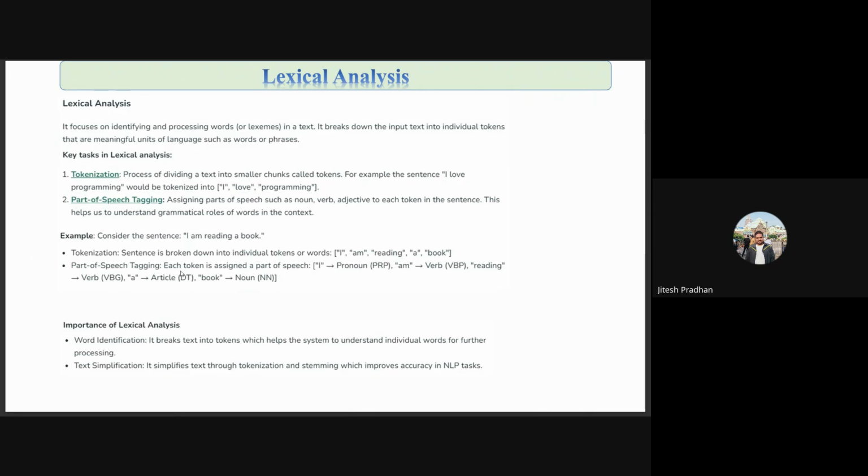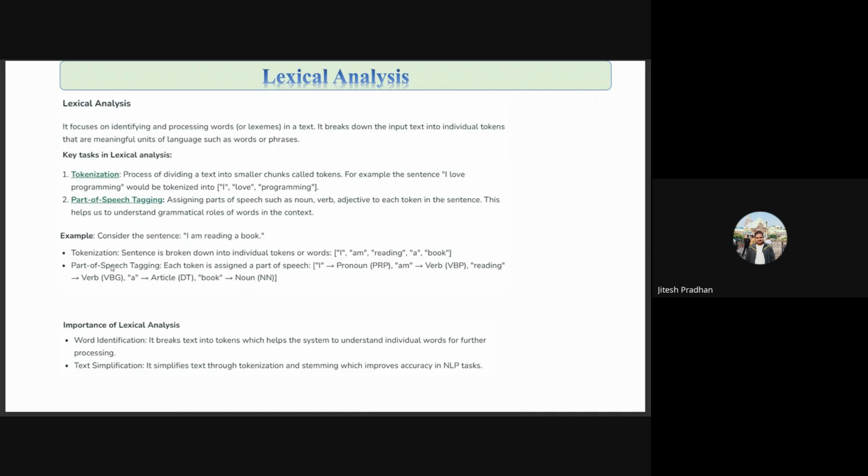Okay, so now part of speech tagging will tag all the parts of speech to their category. For example, I is a pronoun, so it will be written as PRP. Okay, am is a verb, so we will write VBP. Reading is a verb, so it will be VBG. Okay, a, it will be an article, so we will write DT. Book is a noun, so we will write NN. So that is what lexical analysis does: tokenization and part of speech tagging.